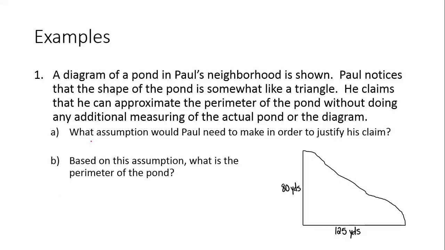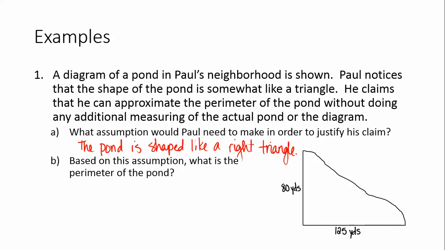And that's what we would write. The assumption is that the pond is shaped like a right triangle. It seems like almost every single year they have a question where there's some sort of situation, and the assumption that's being made in order to find a certain length of something is that it's a right triangle. So based on the assumption, what is the perimeter?